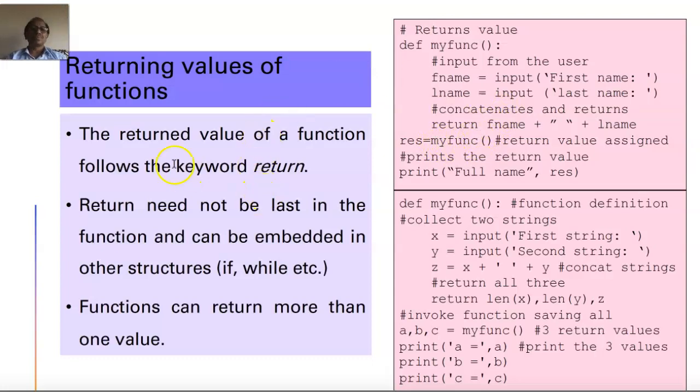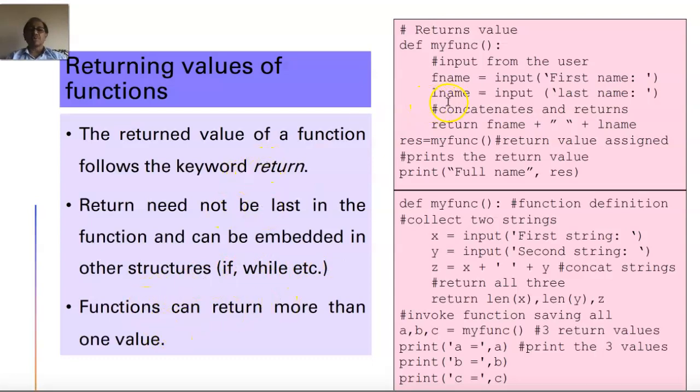How does it do that? The return value of a function follows the word return. So this is the keyword for us. Return is a keyword, and return need not be last in the function. It can be embedded in other structures like if, while, etc. Then functions can return more than one value.